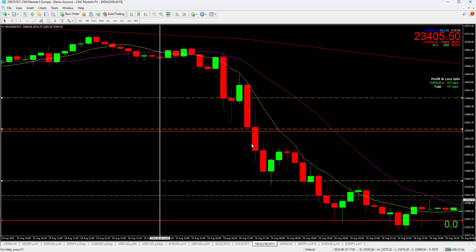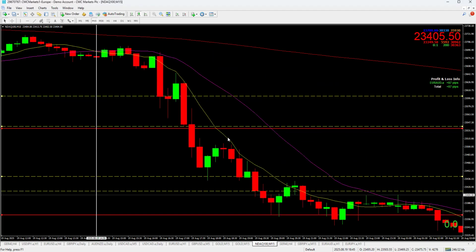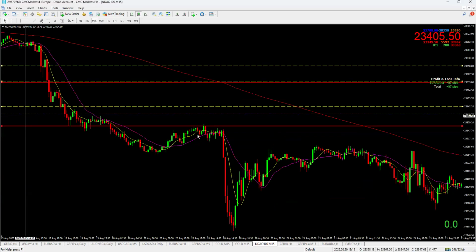With time, with the experience, once you've traded this for some time, you will soon begin to know whether to add more trades to it. I mean, let's try and zoom.